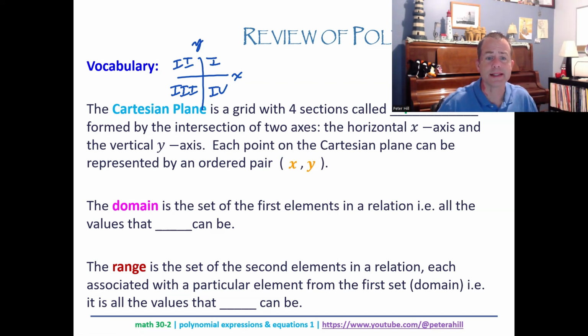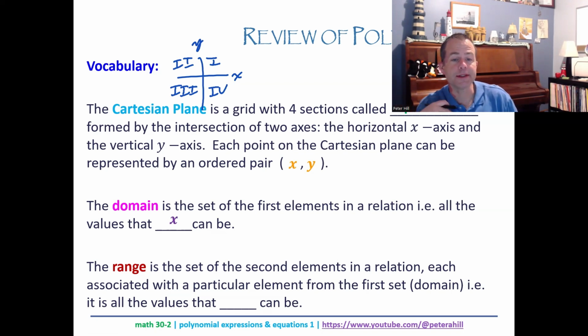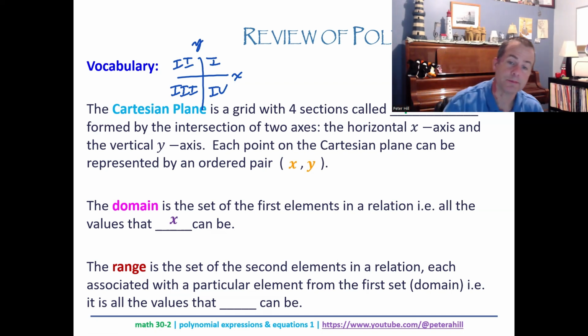So the domain is the set of the first elements in a relation, i.e. all the values that x can be, and then the range would be everything that y can be. So the range is the set of the second elements in a relation, each associated with a particular element in the first. So each item in the range is connected to an item in the domain, is what we're saying there. Yeah, so all the values that y can be.